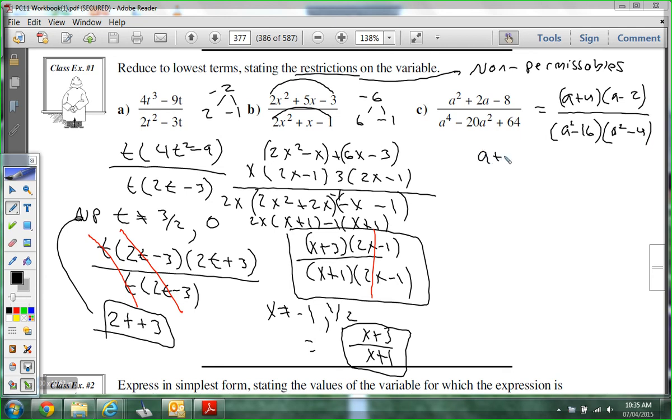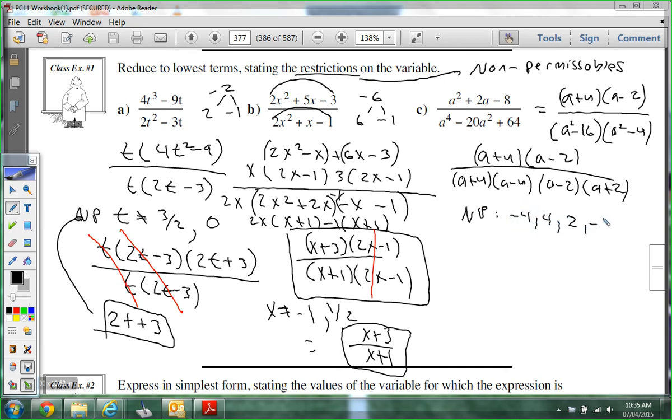Okay? So here's what we're going to have. Stay with me. I'm going to have a plus 4, a minus 2, all over. This guy is a plus 4, a minus 4. This one, a minus 2, a plus 2. Okay? So then, Nick, what are all of my non-permissibles? I got quite a few. Okay? So there's your non-permissibles. Negative 4, positive 4, negative 2, positive 2.